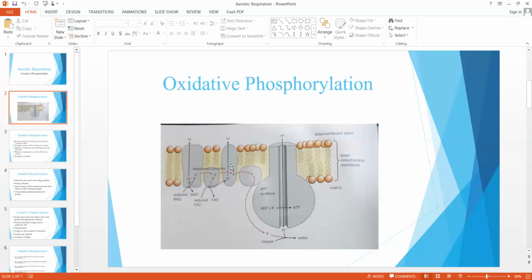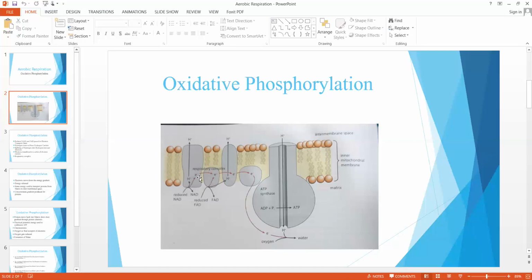Now you see, once hydrogen gets split into hydrogen ions and electrons, the electrons are passed to a series of electron carriers. Where are these electron carriers present? These electron carriers are associated with these membrane proteins. But remember, I am here talking about these four proteins. I'm not talking about this fifth protein. So these electron carriers to which the electrons are passed are associated with these four proteins.